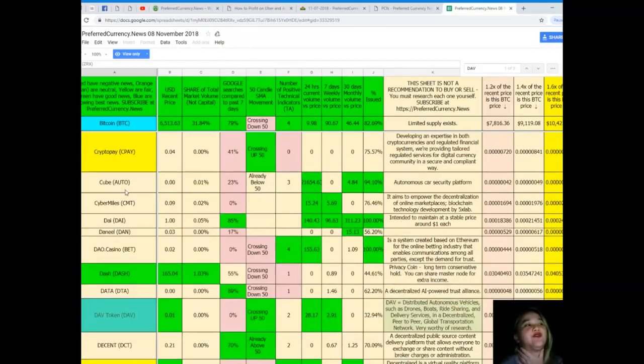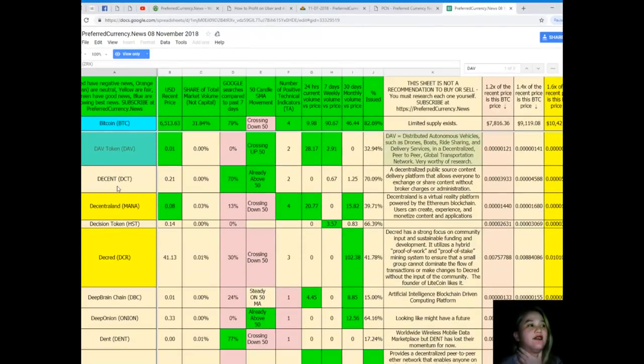All right, so let's see. I want to know the status of, for example, DAV. Here, DAV. Okay, so for DAV update, its USD recent price is 0.01. Share of total market volume is 0%. Google searches compared to the past 7 days, 0%. It's already crossing up 50. Number of positive technical indicators, 2. 24 hours volume versus price, 28.17. 7 days volume versus price, 2.91. 30 days volume versus price, none. And percent issued is 32.94%.